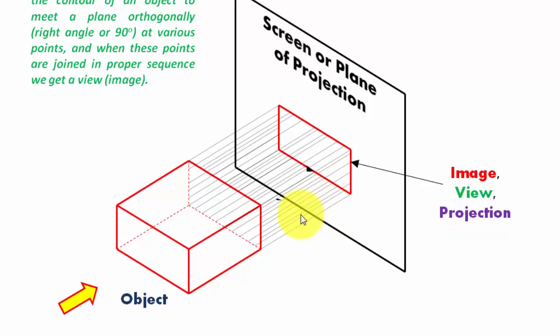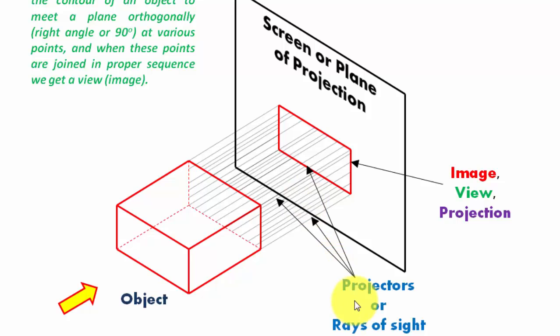And these rays of sight, these are absolutely parallel to each other, parallel projectors you can say, and hence this orthographic projection in itself comes under the category of parallel projection. So that's how you project something onto a screen. And when these projectors are absolutely parallel to each other, you would say that parallel projection has taken place.